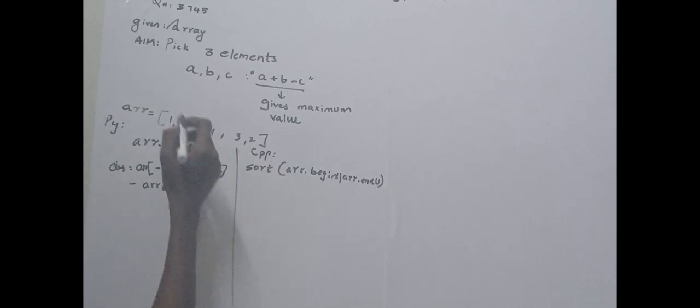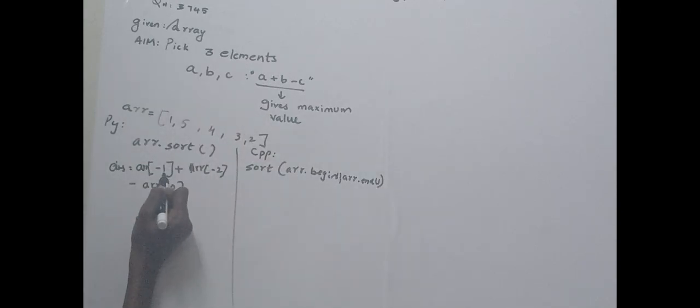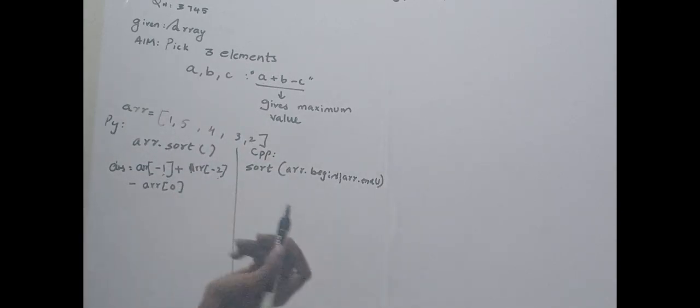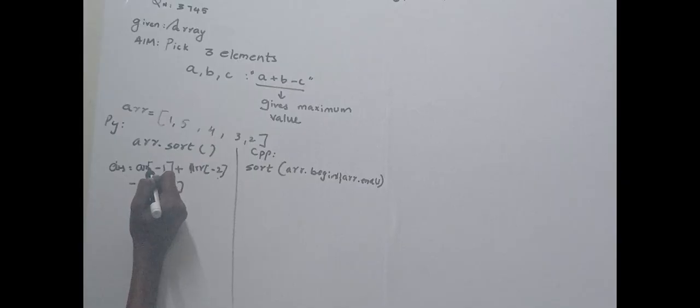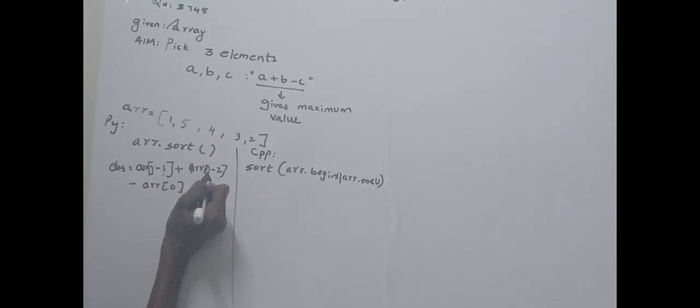When it's sorted, it will become 1, 2, 3, 4, 5. -1 indicates the last element, -2 indicates the second last element, and 0 indicates the first element, which is the minimum. Accordingly, you can perform the same operation in C++ as well, and just replace this with n minus 1 and n minus 2, where n is the length of the array. So all set.